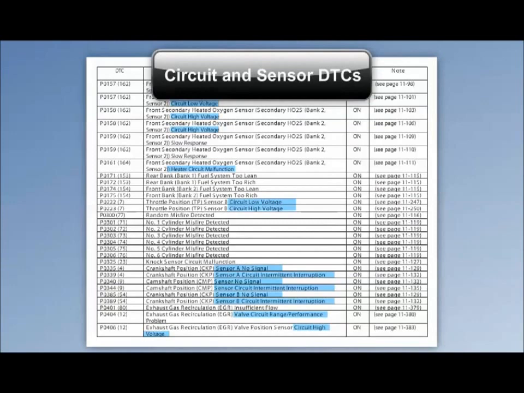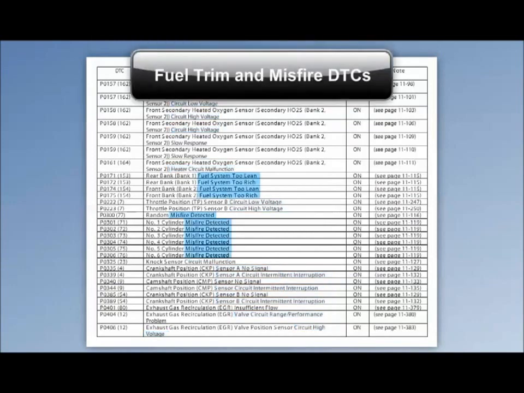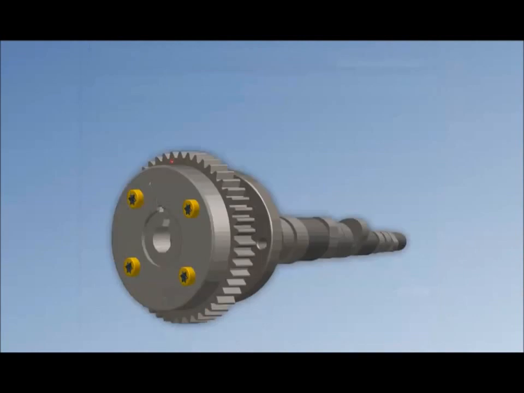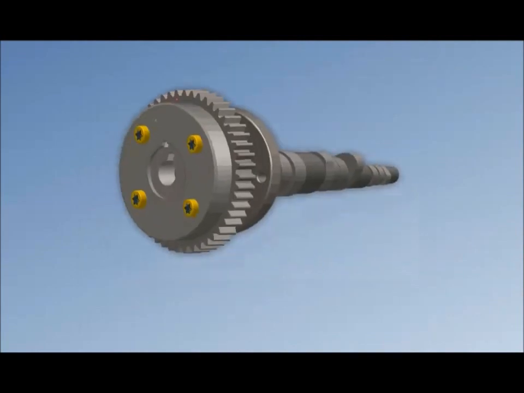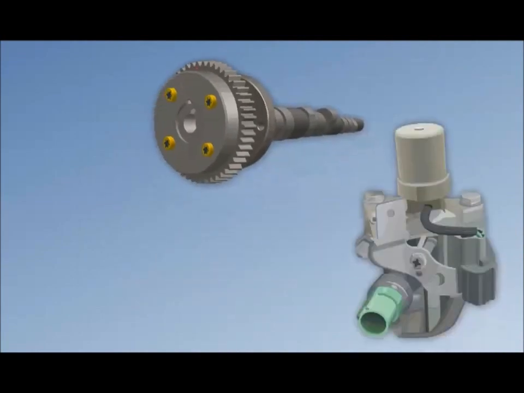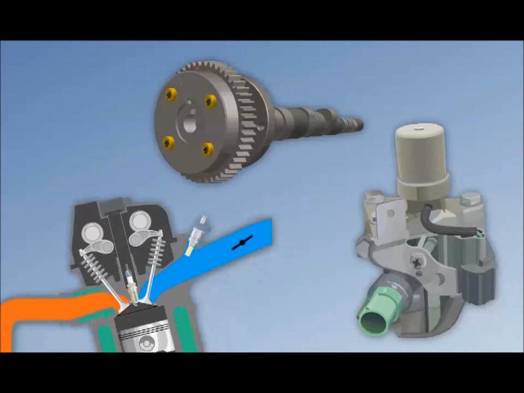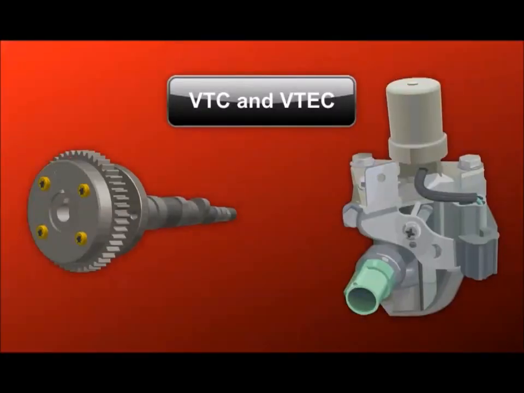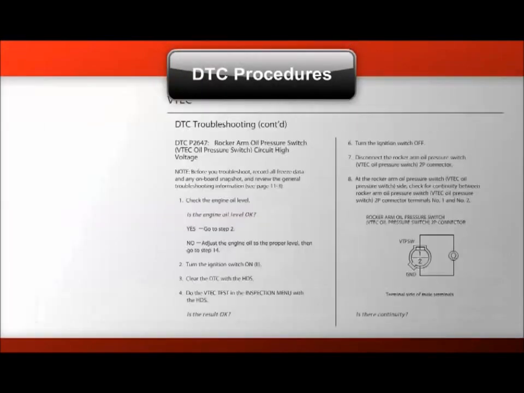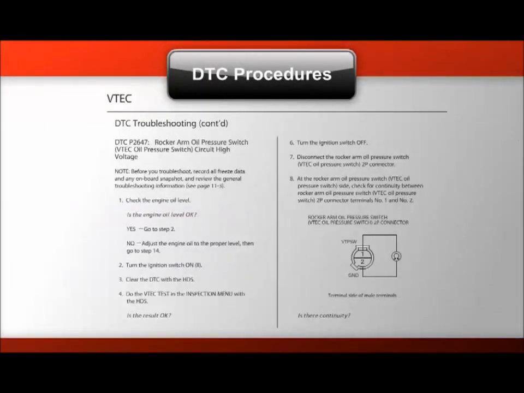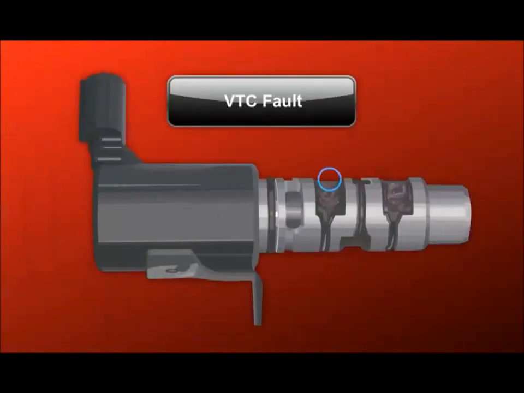Engine mechanical faults do not set DTCs that reference circuit performance or bad electrical readings caused by defective sensors. Only evaluate engine mechanical condition when a DTC references fuel trim or misfire, or mentions an engine mechanical system such as VTC, VTEC, or the intake air system. For VTEC and VTC control systems, the Service Manual DTC troubleshooting procedures should provide you with effective troubleshooting and quickly isolate mechanical faults causing the DTC.